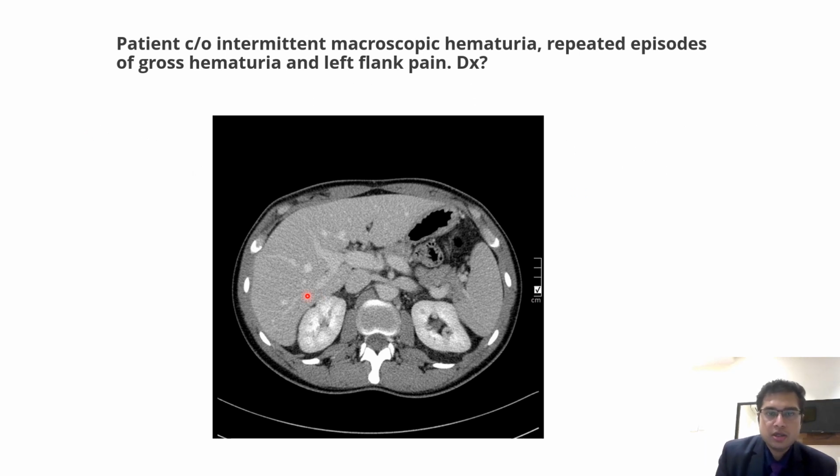Coming to the third spotter. So this patient complains of intermittent macroscopic hematuria. Repeated episodes of gross hematuria and left flank pain were also present. What do you think the diagnosis is on these post-contrast CT images?